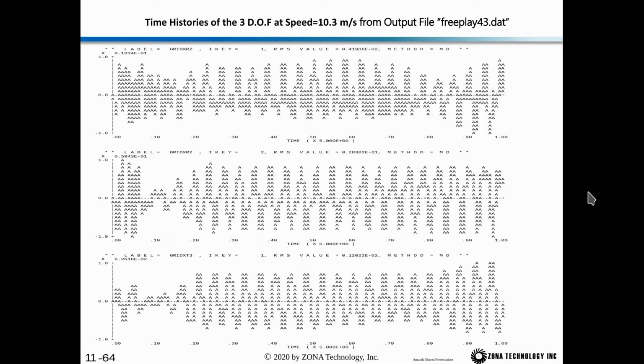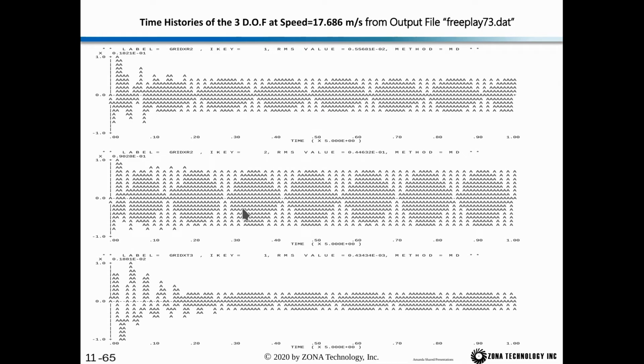And of course, we could also use the MLD print output file to plot this data in MATLAB, for example, to get nicer plots. But you can quickly look at the ASCII art in the output file to get an idea of what's going on. And then this is our highest speed at 17.5 meters per second.